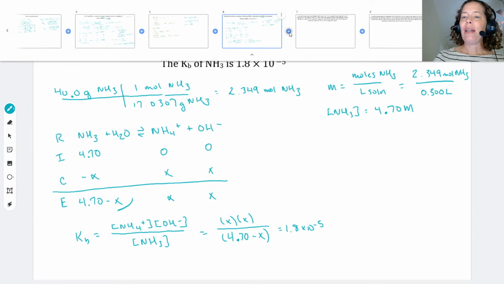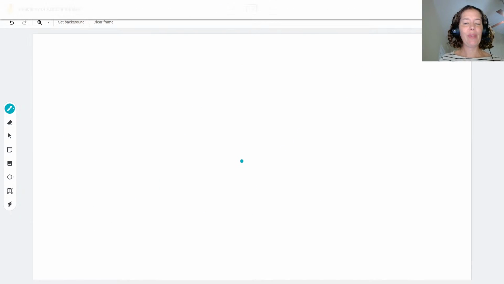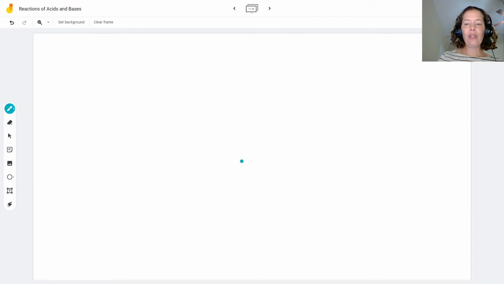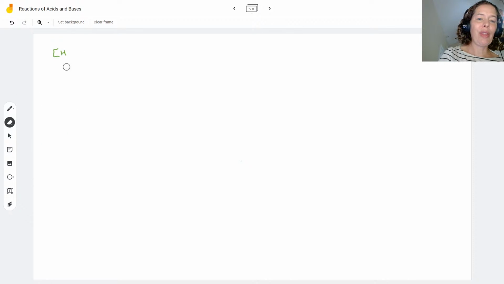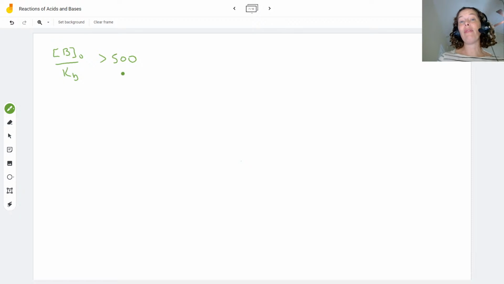And of course, I'm going to need an extra page. Okay, so first, let me switch over to green here. We're going to use our rule where we're not dealing with an acid, we're dealing with a base. Our initial concentration of base over our Kb should be greater than 500.